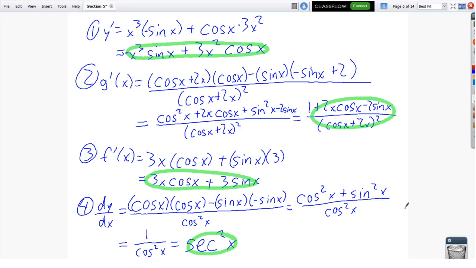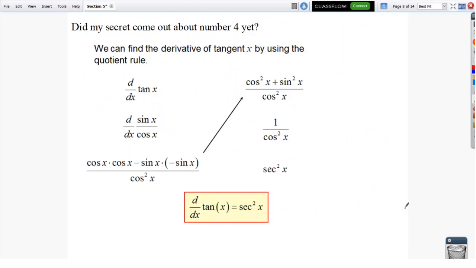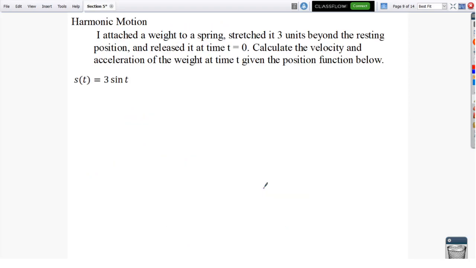And you can see here's all the work again. And the secret to number 4, again, what you now need to know is this right here. The derivative of tangent of x is secant squared of x. That is now 3 rules that you have to know from this section. There's going to be a total of 6, and it probably won't surprise you what those 6 are.